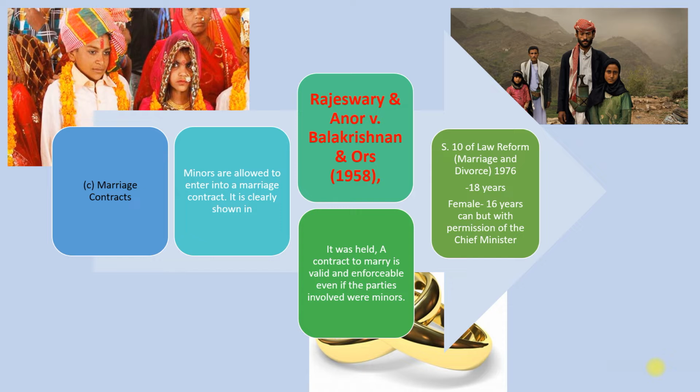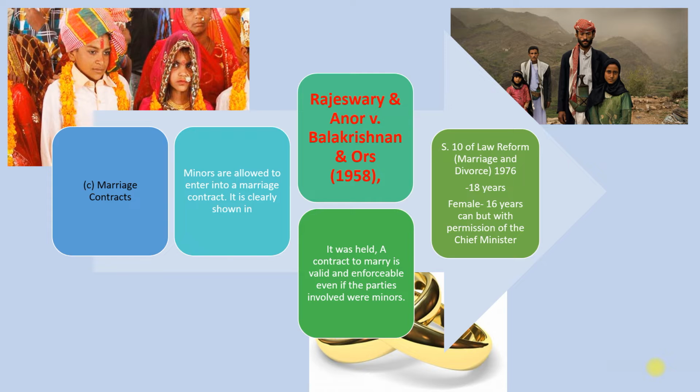So it was decided in the case of Rajeswari and another versus Balakrishnan and others. ANOR stands for another, whereas ORS stands for others. 1958 indicates the year that decision was made. So in this case, it was held that a contract to marry is valid and enforceable even if the parties involved were minors.